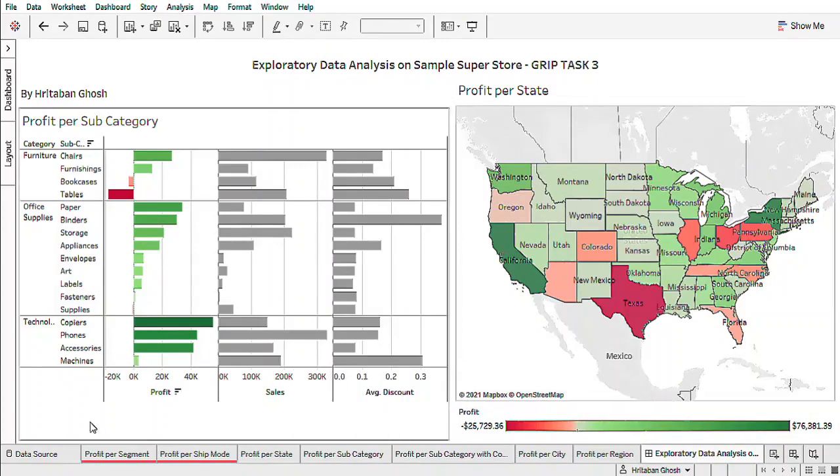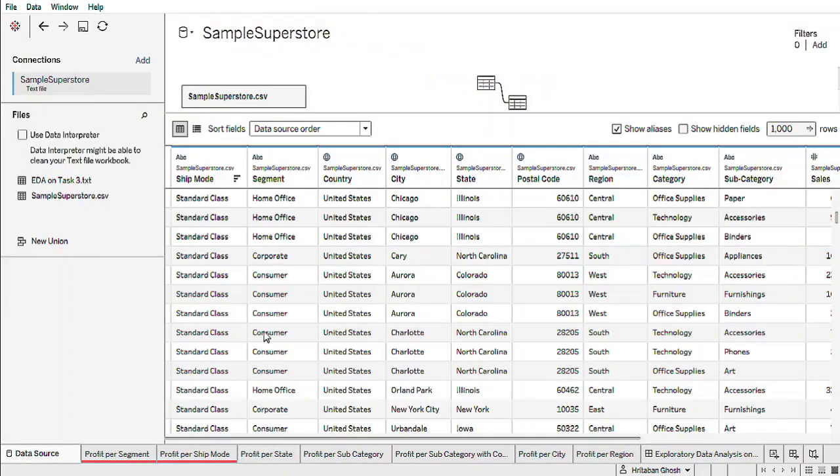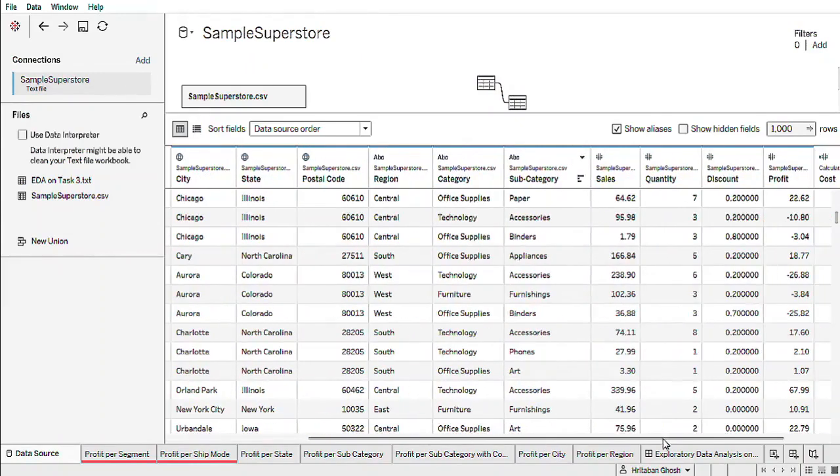So first, let's have a look at the dataset. The SampleSuperStore dataset is a CSV file. It has over 9,000 rows. It has 12 columns and one calculated field. We'll look into why we have created the field later on.